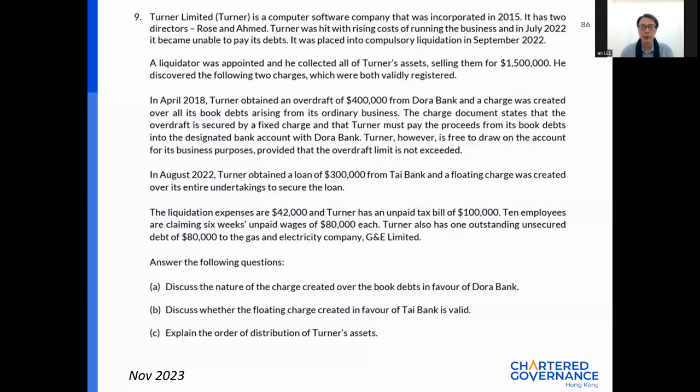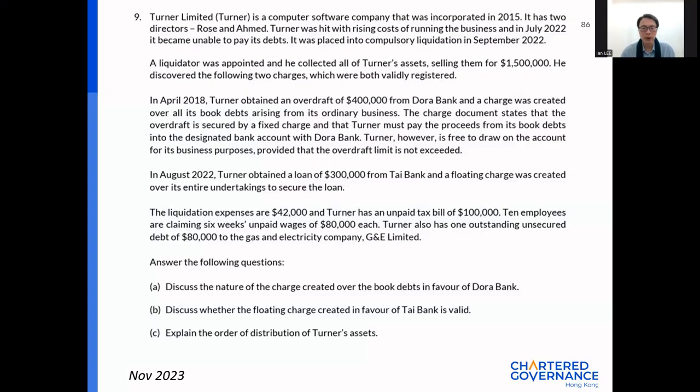Okay, so let's continue on the 3rd paragraph. Back then in April 2018. So the liquidation started in 2022. We're now looking at about 2018, so we're looking backwards in the past. Turner obtained an overdraft from Dora Bank for 400,000 and a charge was created over all its book debts arising from its ordinary business. The charge document states the overdraft is secured by a fixed charge and Turner must pay the proceeds from its book debts into the designated bank account with Dora Bank. Turner, however, is free to draw on the account for its business purpose, provided that the overdraft limit is not exceeded.